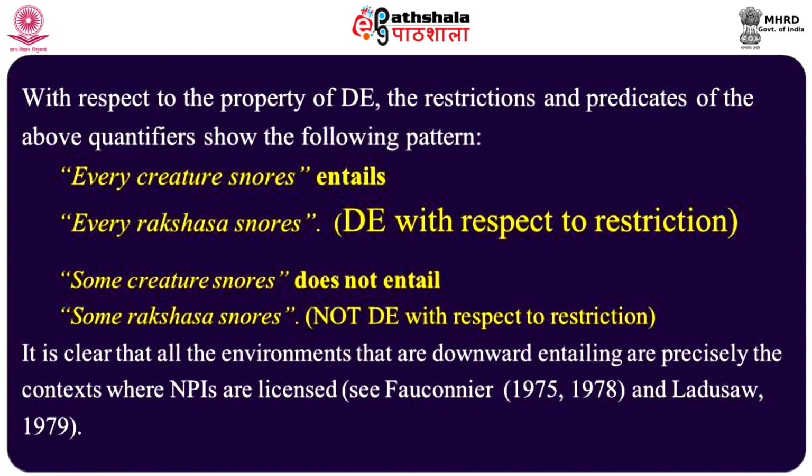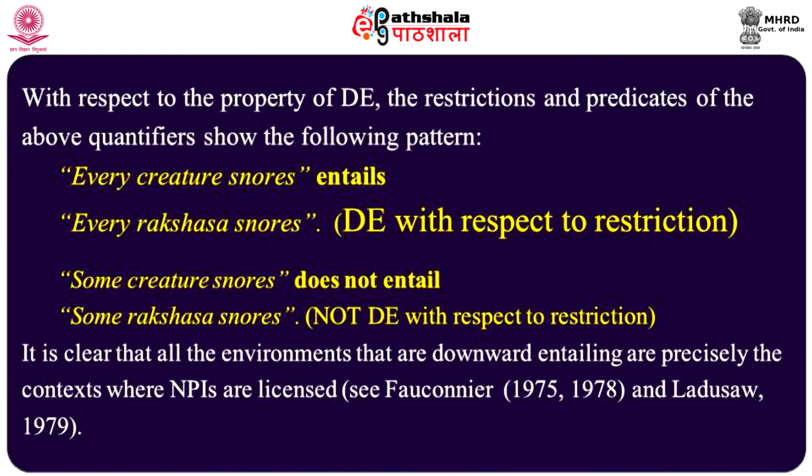With respect to the property of downward entailment, the restrictions and predicates of these quantifiers show the following pattern. NPI is acceptable inside the restriction of every, but not in its predicate. For example, every creature snores entails every Rakshasa snores. NPI is not acceptable inside the predicate of every. For example, every Rakshasa snores does not entail every Rakshasa snores loudly.